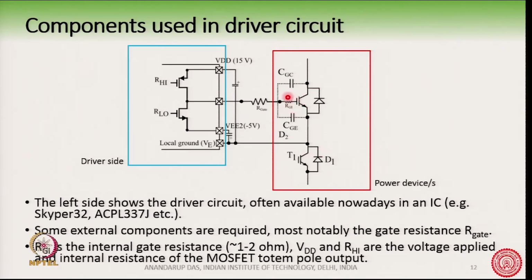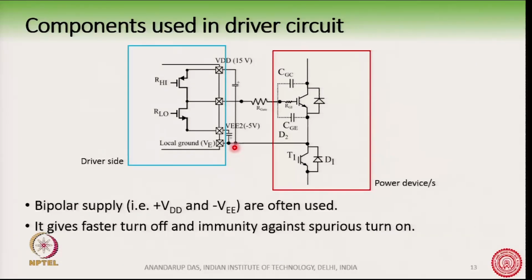You will see here there is an internal gate resistance of about 1 to 2 ohm, and also for the driver side we have a VDD of 15 volt. Here there is a 15 volt VDD, and also there is a minus 5 volt at the bottom. Why minus 5 volt? We will discuss in detail at some point of time. You will understand that in the gate driver.